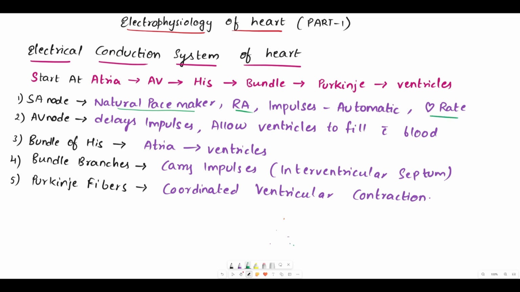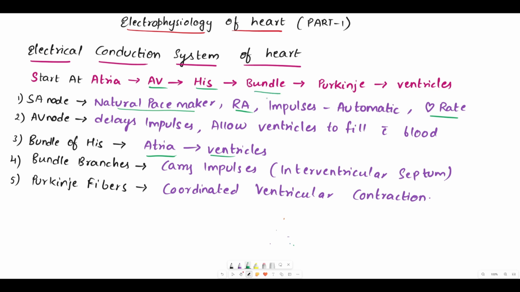And the second one is the AV node. The AV node usually delays the impulses, and this AV node also acts as a gatekeeper. That means it allows the ventricles to fill with blood before the contraction. Third one is the bundle of His. So what is the bundle of His? It simply conducts the impulses from the atria to the ventricles.